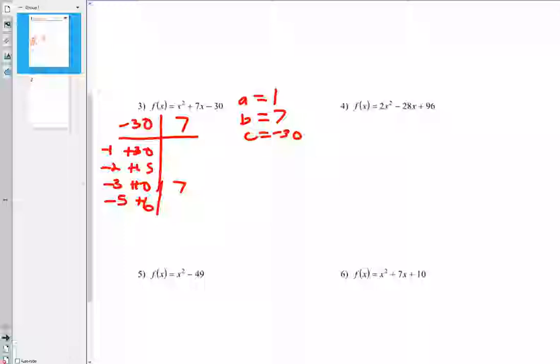So how would I write this in intercept form? I write f of x again. I would write equals, and now just write x minus 3 and x plus 10. Hyun, if I were to ask you, where is this going to cross the x-axis if I were to graph it? Where is it going to cross the x-axis?